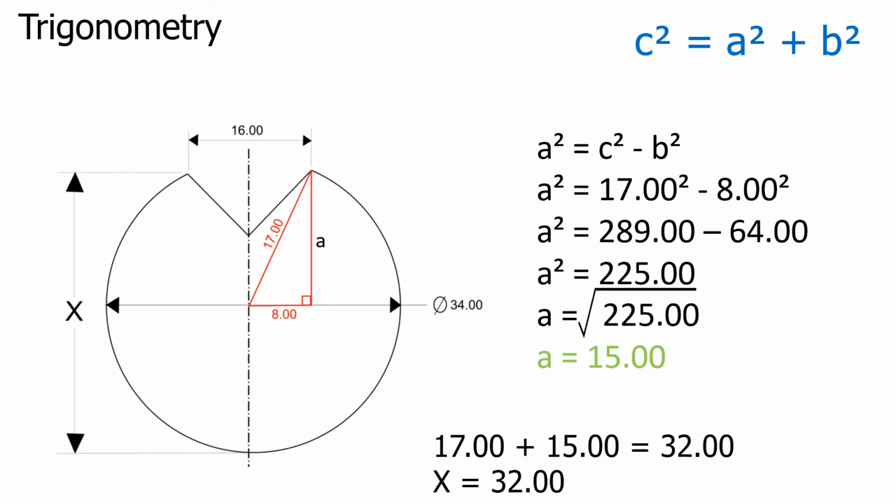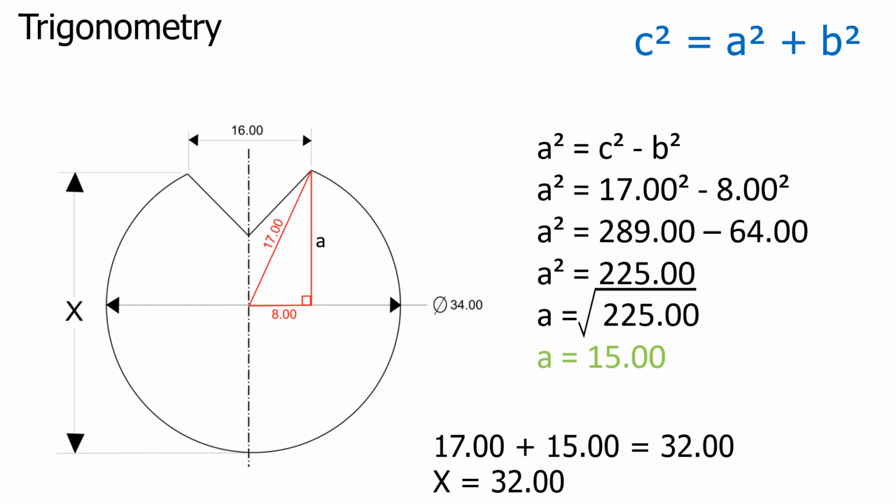I was able to form a right angle triangle using the radius of the diameter and half the width of the V groove. I have two sides. I'm looking for a third side, so I'm going to use Pythagoras' Theorem. I'm looking for A, so I'm going to make A the subject of the equation. Observing the order of operations, I've worked out that A equals 15 millimeters.